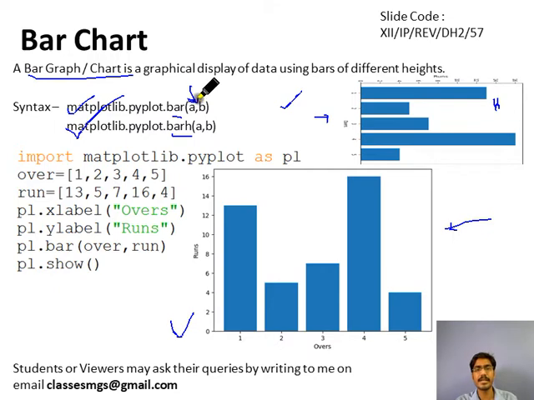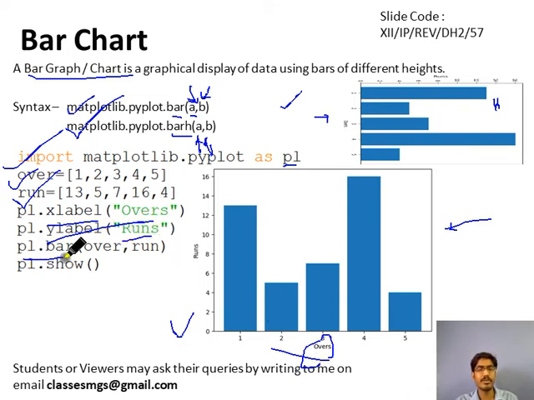We are passing two data sets to draw the bar graph also, in the same way. So we are passing a comma b here, which means we will have a on the x-axis and b on the y-axis. Let's see this example. So we need to import matplotlib.pyplot first. Then we have the overs and runs. In that particular case, we want to show the x label and y label as overs and runs, so we have used the xlabel and ylabel functions.